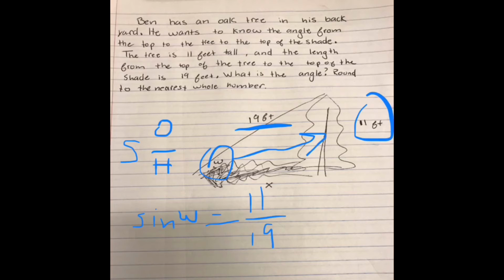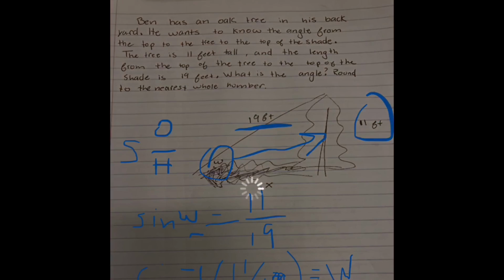But then there is no angle, so we must put inverse sine of 11 over 19. Oh no. Equals W, and our answer is 35 degrees equals W.